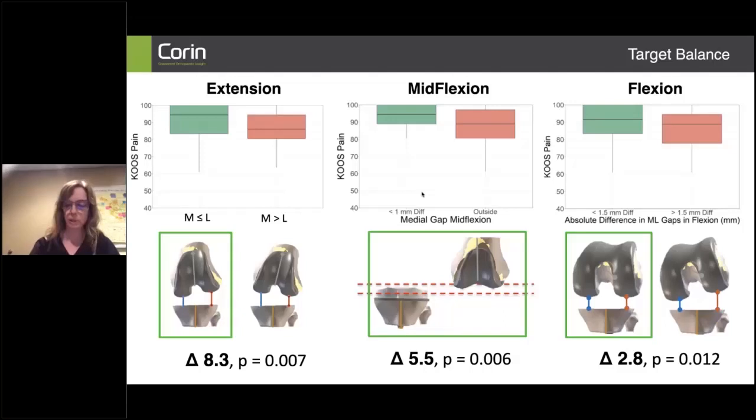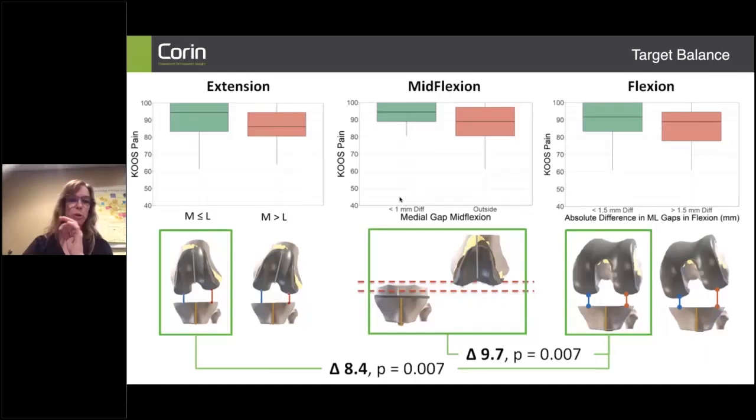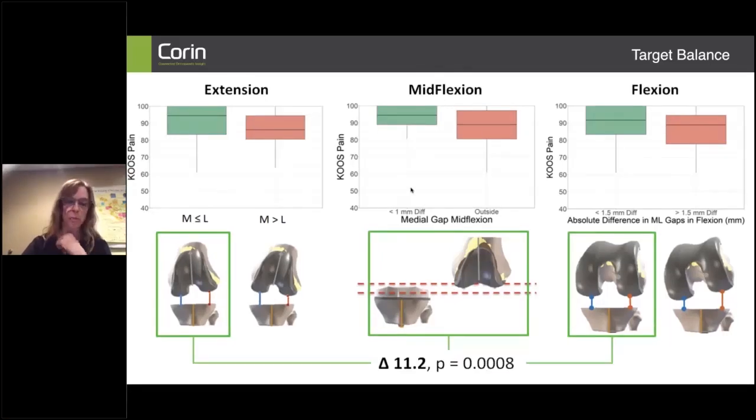As you might expect, when these achievements are combined, meaning if you achieve your goal, as outlined here, in more than one of these regions of flexion, the results are even better. This slide here shows, for example, if you achieve your goal in extension and flexion, you have a better result than extension alone. And as you might expect, if all three are achieved, the patient-reported outcomes are the best.